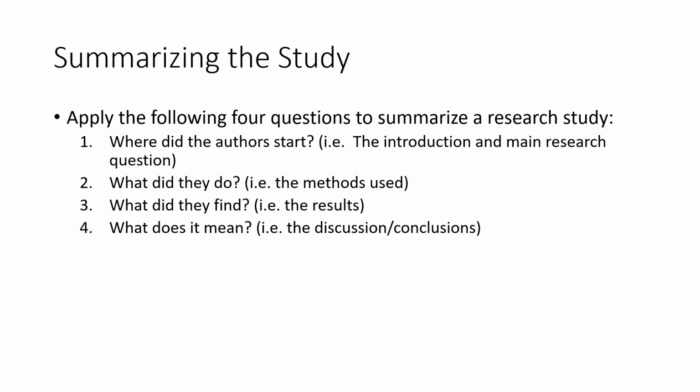And then, what did they find from those methods? What were their results? And then finally, what does it mean? This can be found in the discussion or the conclusions of the journal article. It basically tells you what the author thought their study meant. Keep in mind that might be incorrect, so you also want to draw your own conclusions based on what you saw of their results and what their methods were.